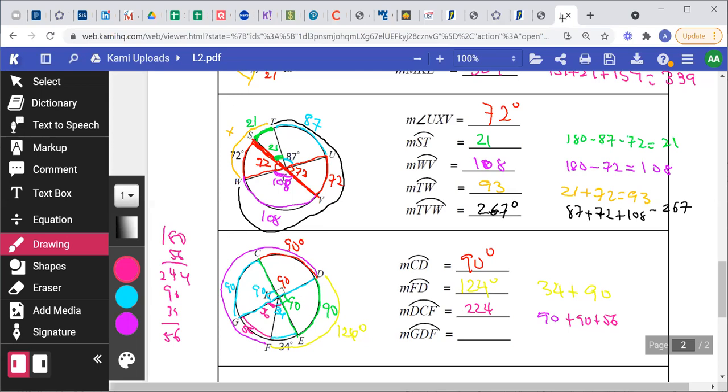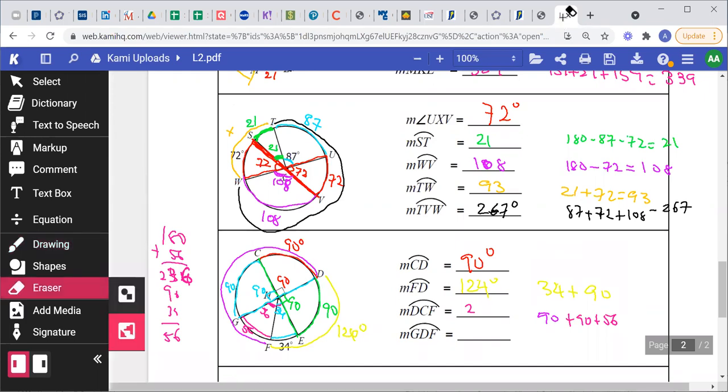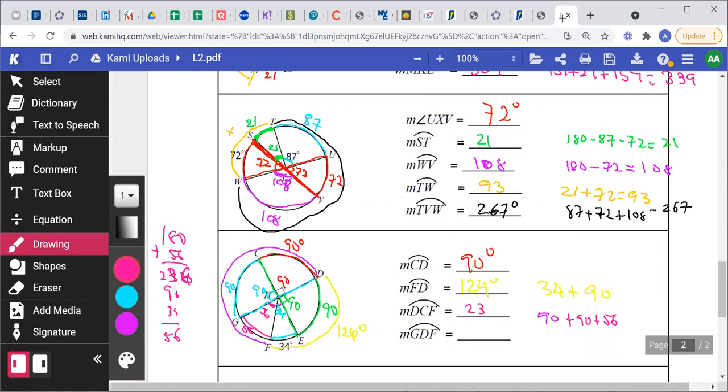Did I get it? Oh, this is 6, 6, okay. I did a minus. That's 6, this is plus, so this is 6. This is 236. Good. So this is 236.